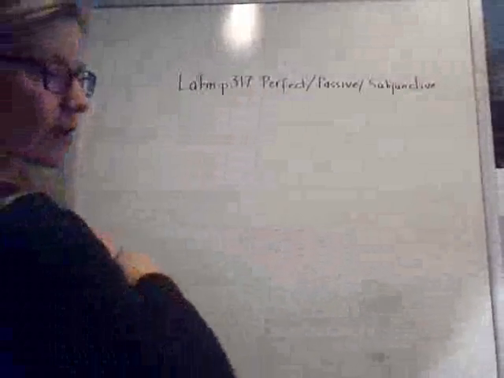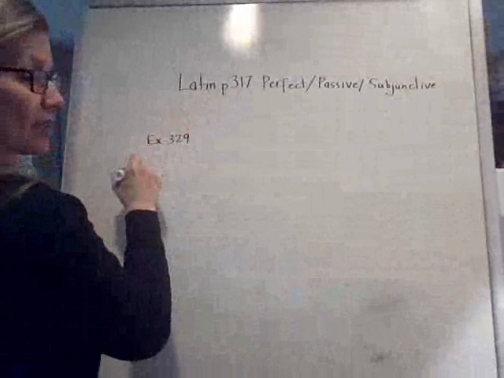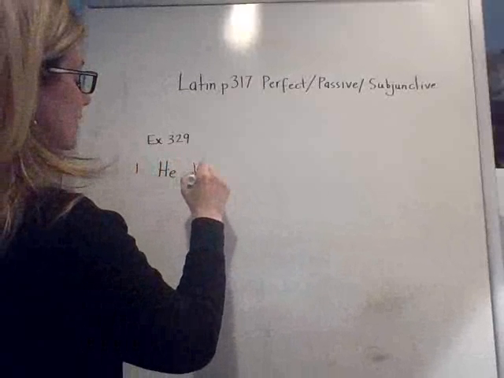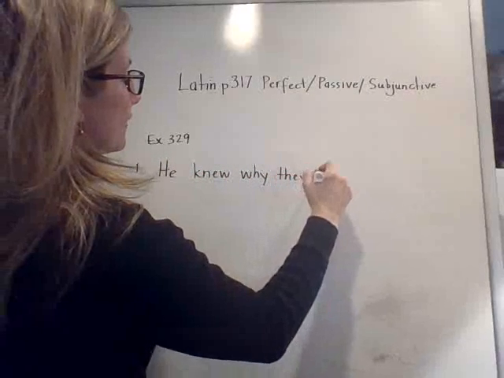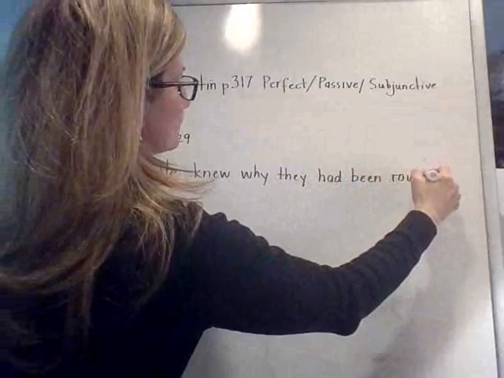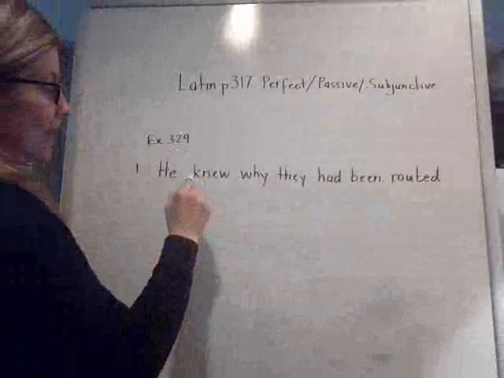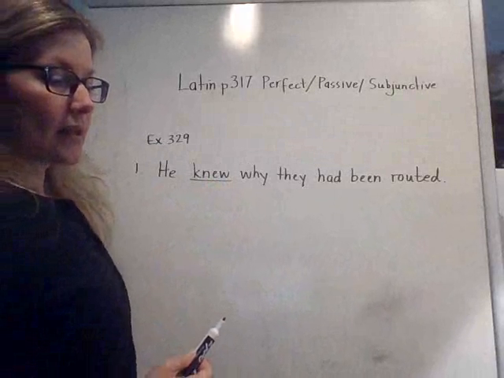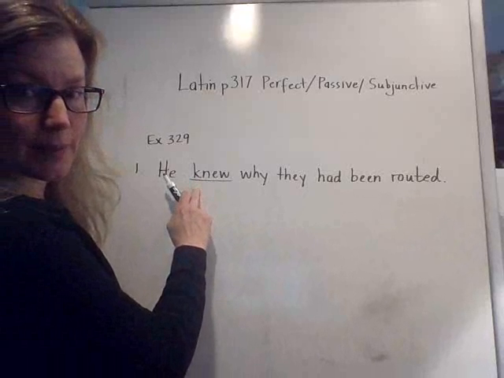This is from exercise 329, number 1. It says, he knew why they had been routed. Right away I see that we have this verb knew, which is a verb of knowing. And so that gives me a clue that we have to tense by sequence.